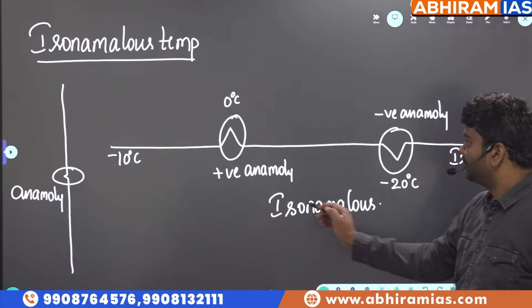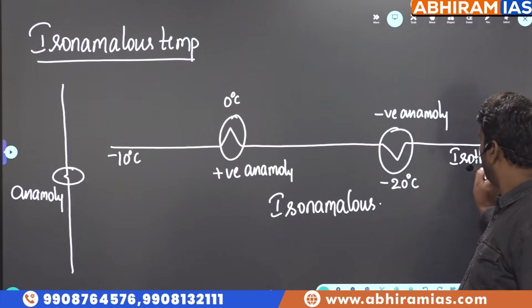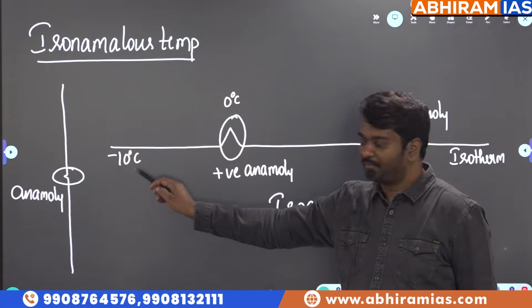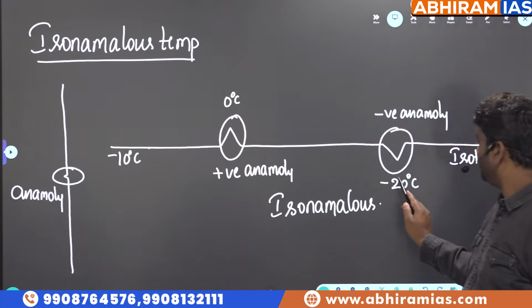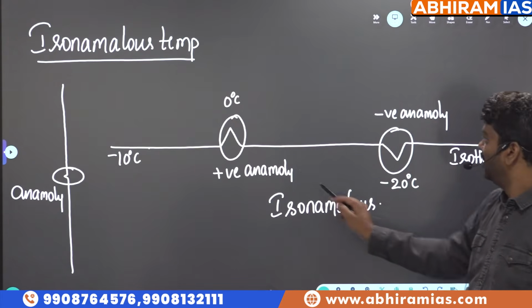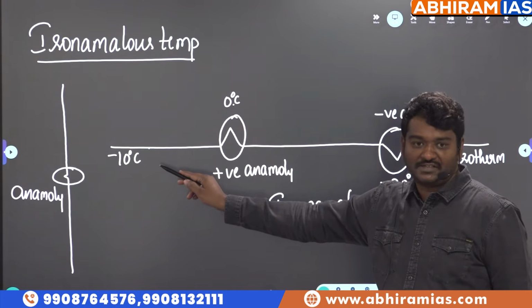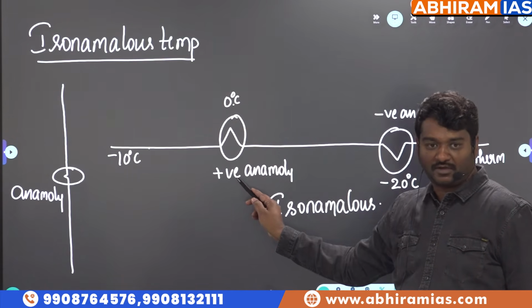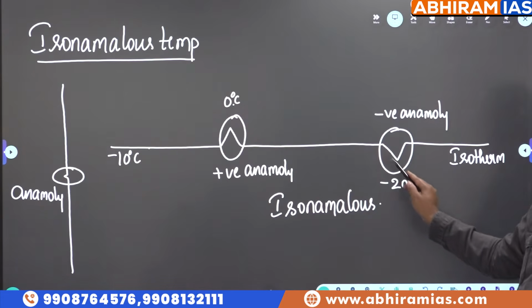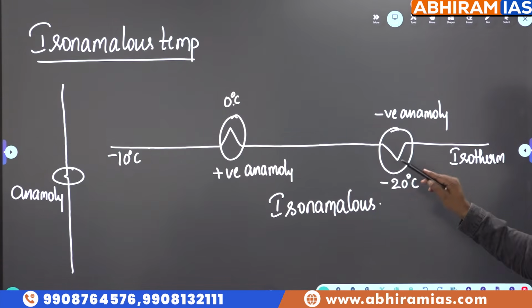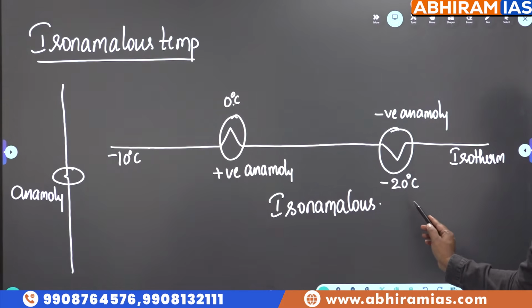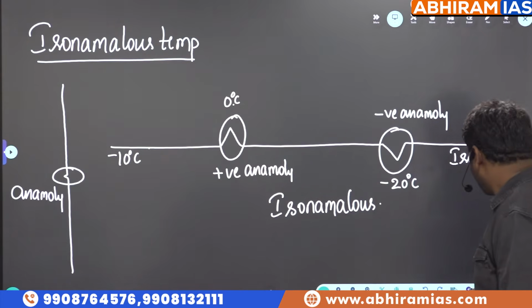Now, whenever you have an isotherm, let us say it is minus 10 degree. In minus 10 degree, one place you find 0 degree, another you find minus 20 degree. 0 degree is more than minus 10 degree. So it is called positive anomaly. Minus 20 is less than minus 10. So it is called as negative anomaly. So if a place has more than isotherm temperature, it becomes positive anomaly. If it is less than isotherm temperature, it becomes negative anomaly.